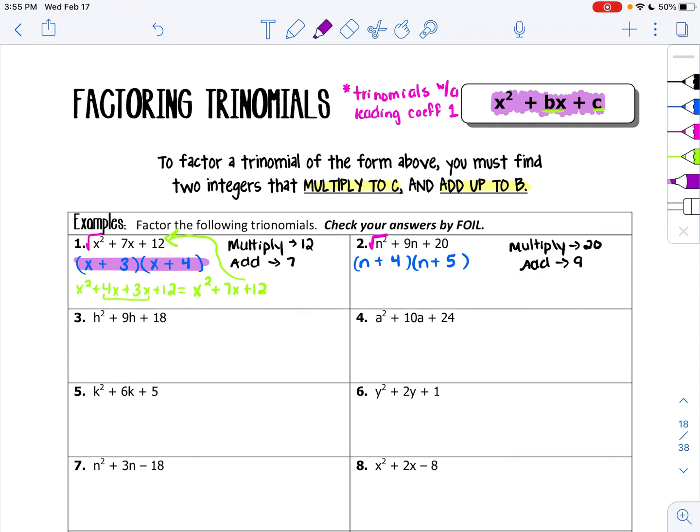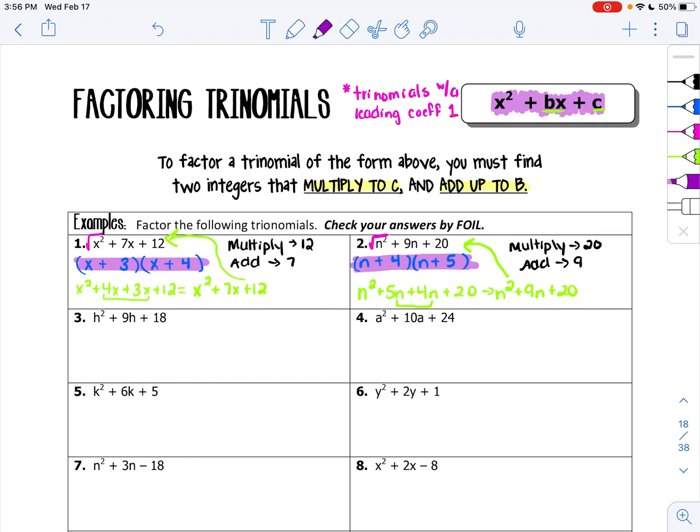Then I can take this answer of n plus 4 times n plus 5, and I can FOIL it to check it. So first, outside, inside, last. Combine the two in the middle, and I get n squared plus 9n plus 20, which is my original problem.